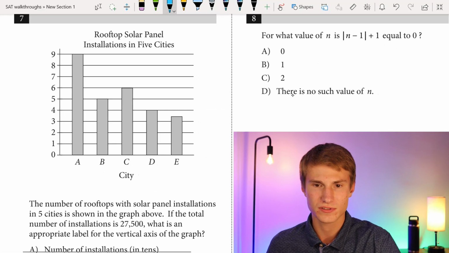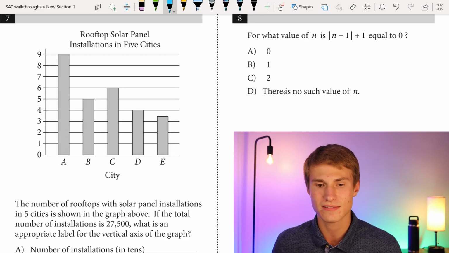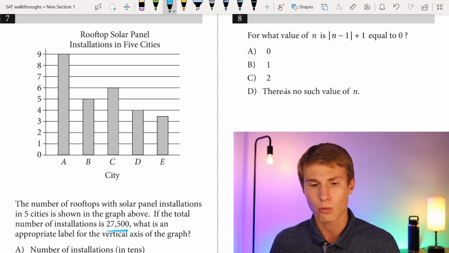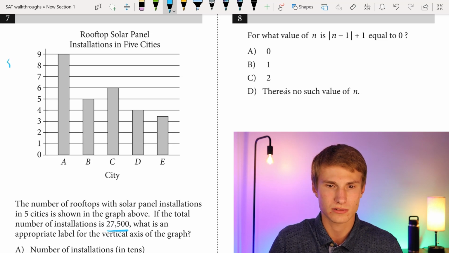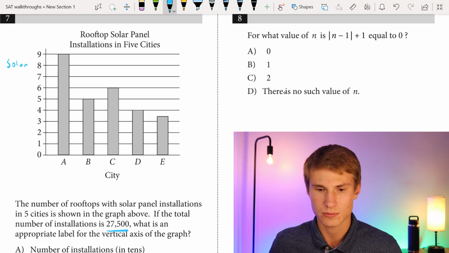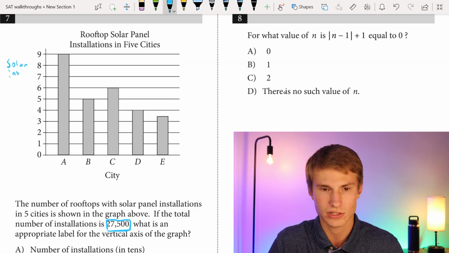All right, number 7, we have rooftop solar panel installations in 5 cities. The number of rooftops with solar panel installations in 5 cities is shown in the graph above. If the total number of installations is 27,500, what is an appropriate label for the vertical axis of the graph? Well, that would be solar installations in, and then since we have 27,500, it would have to be in thousands. So solar installations in thousands. Okay, so we just got to find an answer choice that has that.